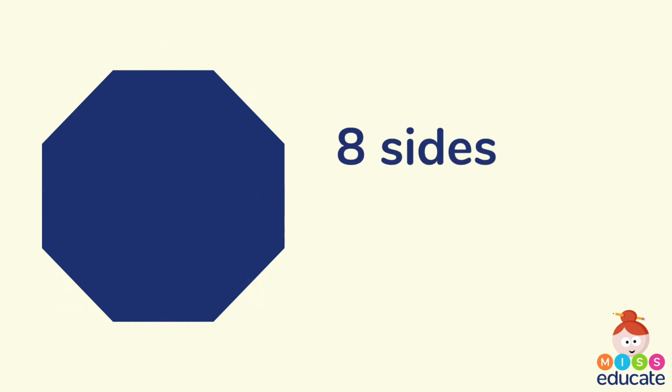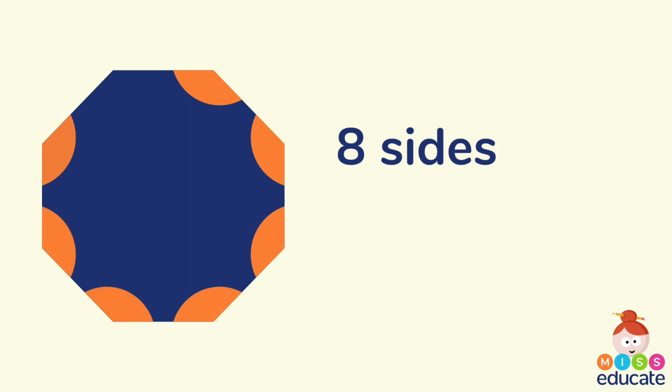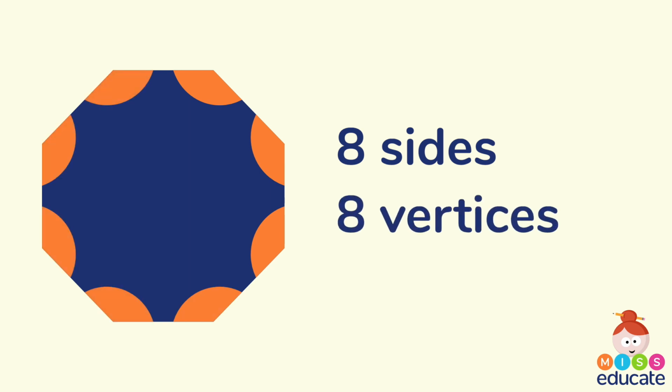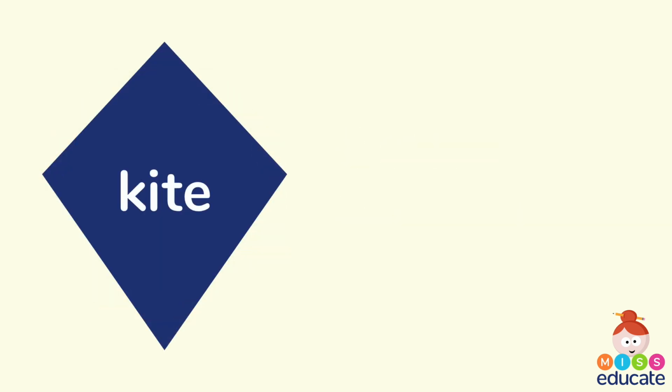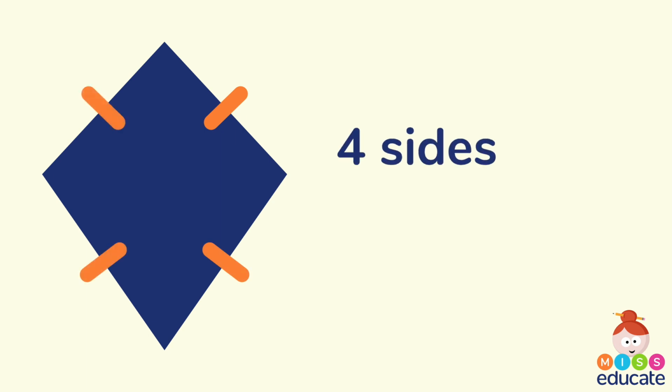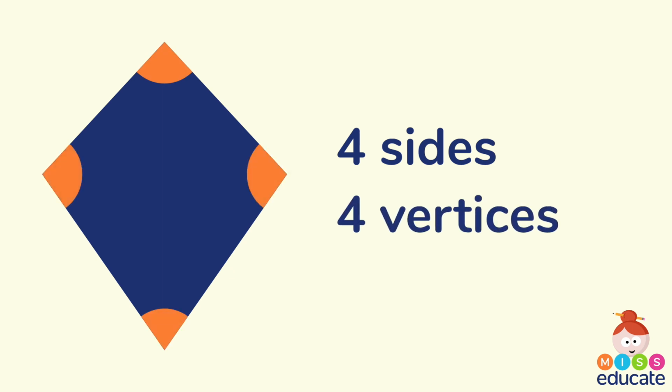Can you think now, using that pattern that we've just talked about, how many vertices the octagon might have? See if you can have a think about that. Okay, got it. 1, 2, 3, 4, 5, 6, 7, 8. Well done. Excellent. Our kite has 1, 2, 3, 4 sides and 1, 2, 3, 4 corners, vertices.